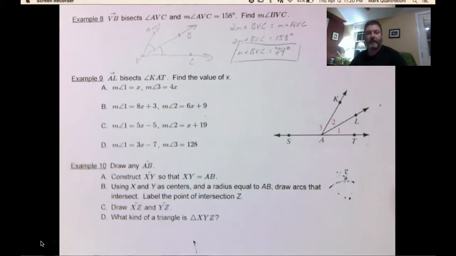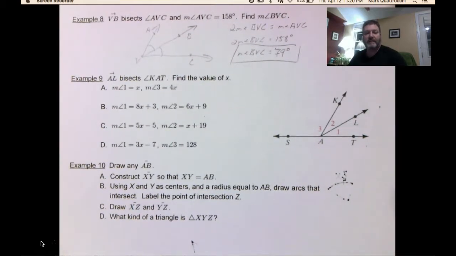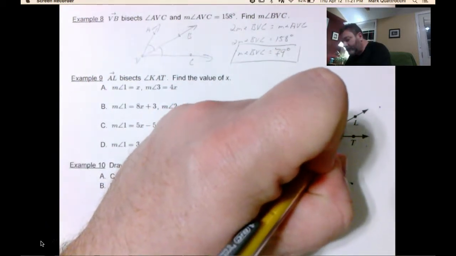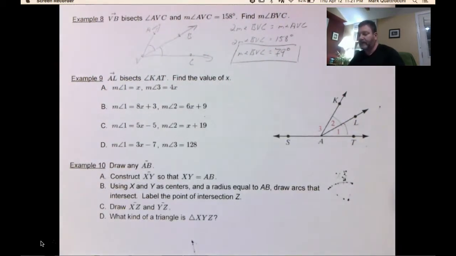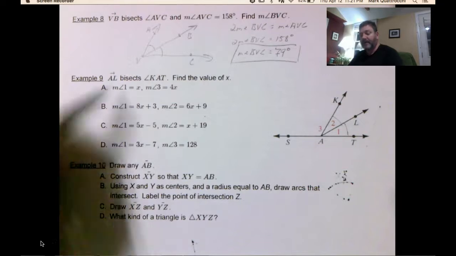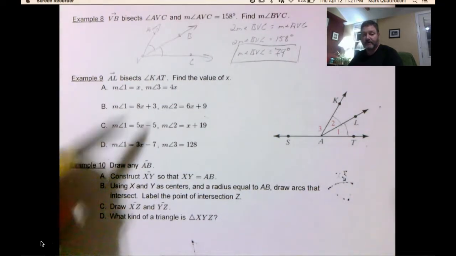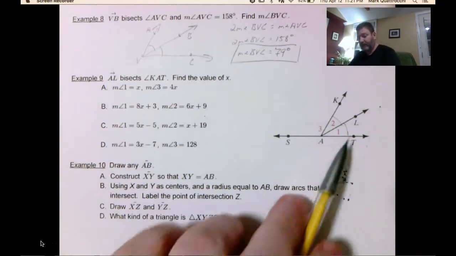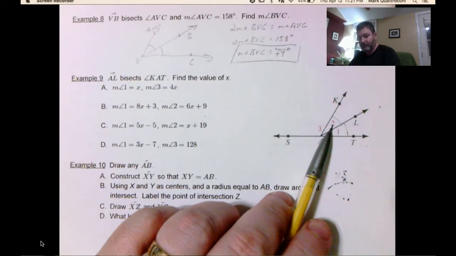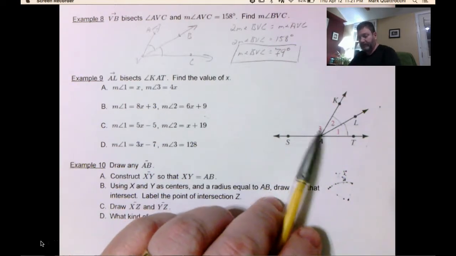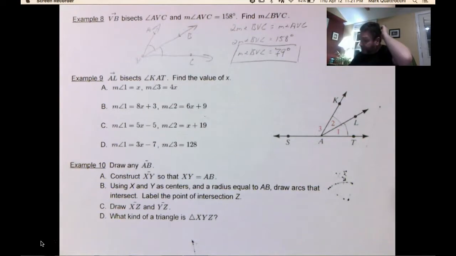Okay. Ray AL bisects angle KAT. Indicate that in my diagram. You want to get used to marking up your diagrams all year long. Find the value of x for each of these different scenarios. Okay, this is example 9. So I know angle 1 is congruent to angle 2. 1 plus 2 plus 3 is equal to 180, so on and so forth.